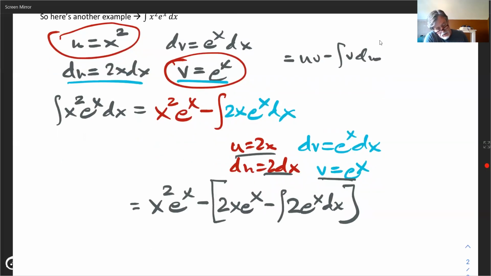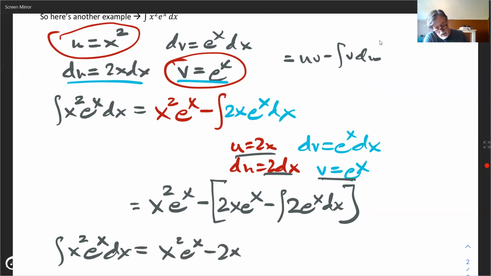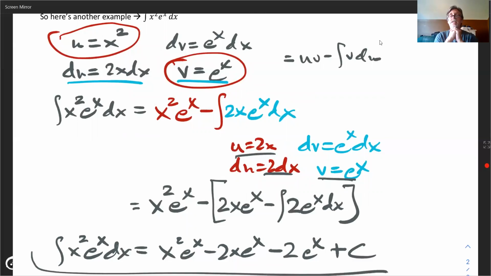The integral of x squared times e to the x dx, using integration by parts, allows us to find this guy: x squared e to the x minus 2x e to the x, and then here we go again, minus 2 e to the x. Since we're done, tack on the plus c, and that's a more extensive example of integration by parts. And that's the end of the video. You're going to have to practice this one over and over and over again to get successful.